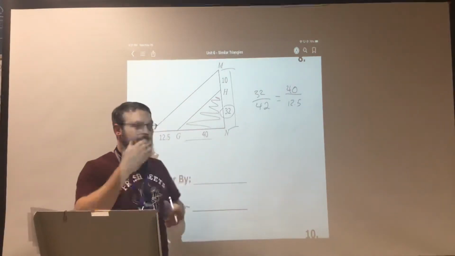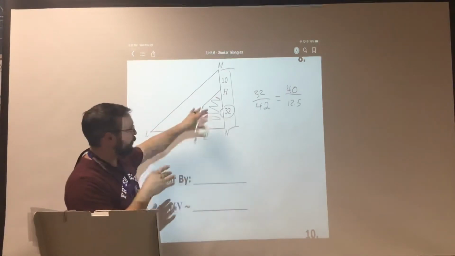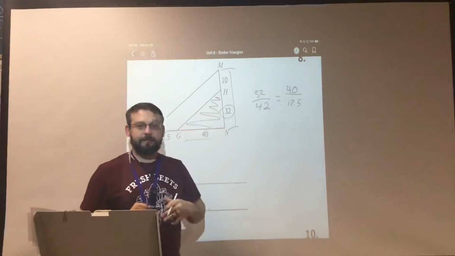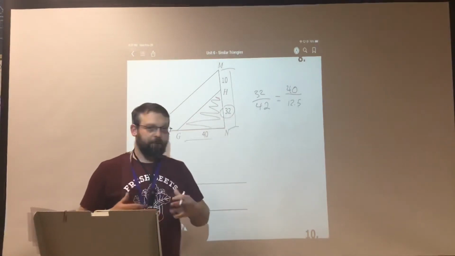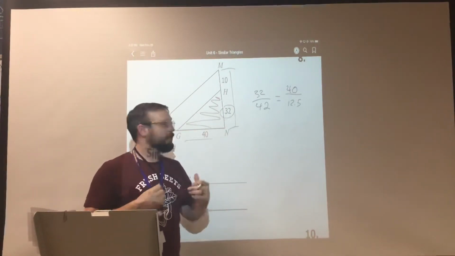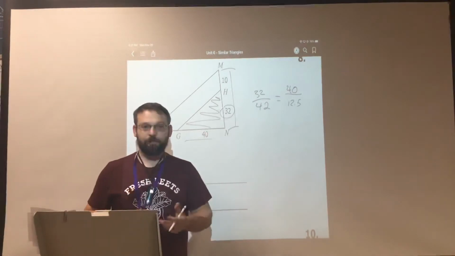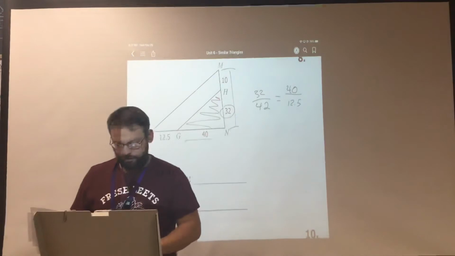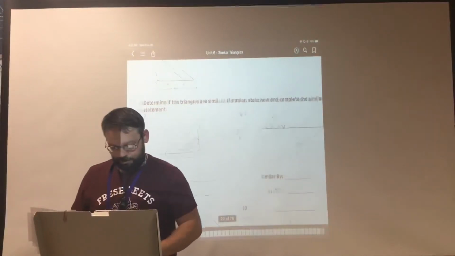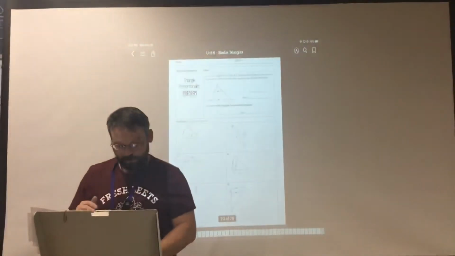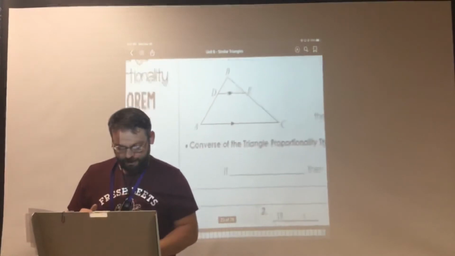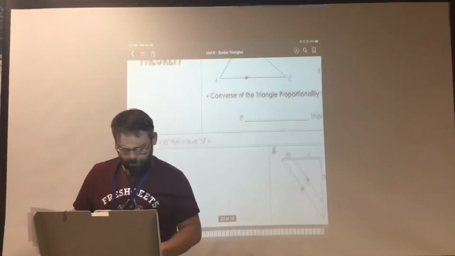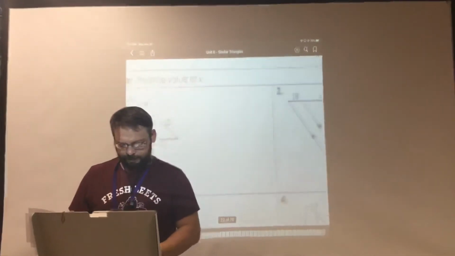But the thing I really want to focus on right at this point is that the process by which I'm setting these up, we're going to use that same process on this triangle proportionality theorem, just to at least get the idea. But I'm going to show you that with this theorem, once you understand the components of it, you can actually do this a little bit quicker. So let's take a look at number 1 here.